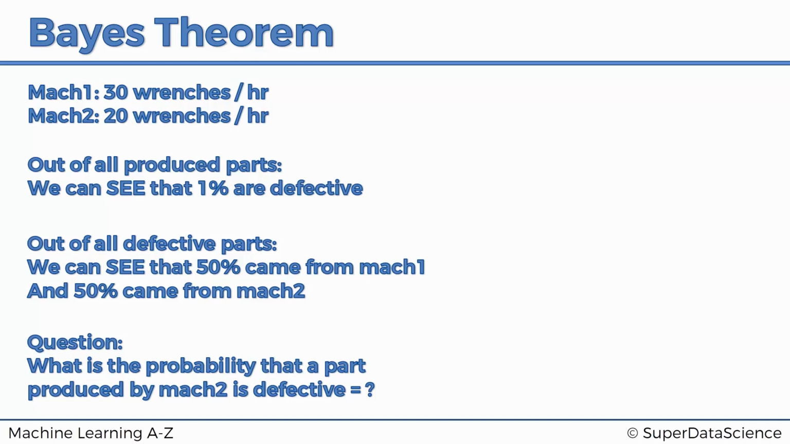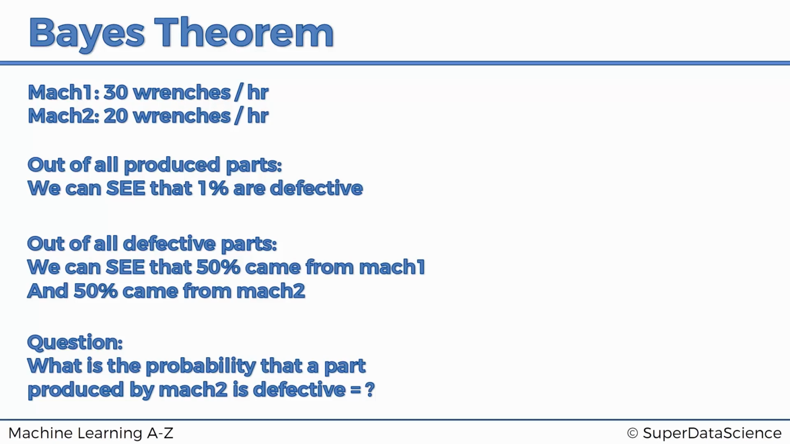What is the probability that if I come up to machine 2 and take the part that just popped out of machine 2, that part is going to be defective? So how do we put all of that information together to get the answer to this question? That's what Bayes' theorem answers or helps us do. So let's have a look at how we can rewrite this information in more mathematical terms.